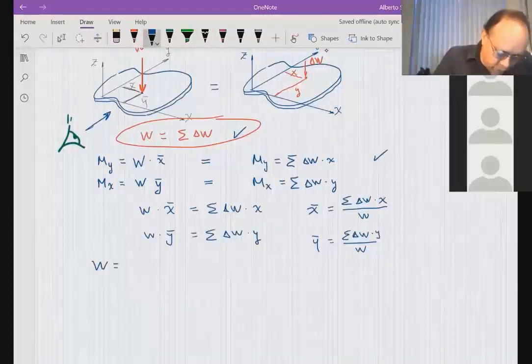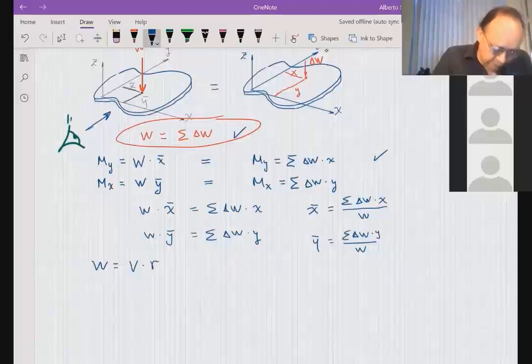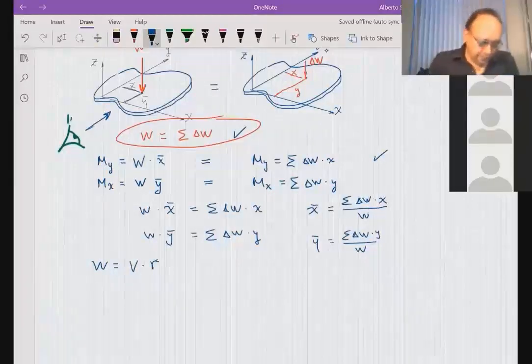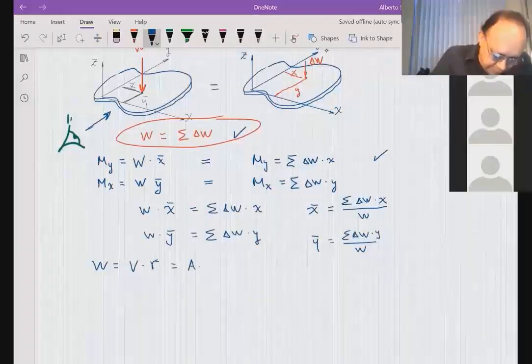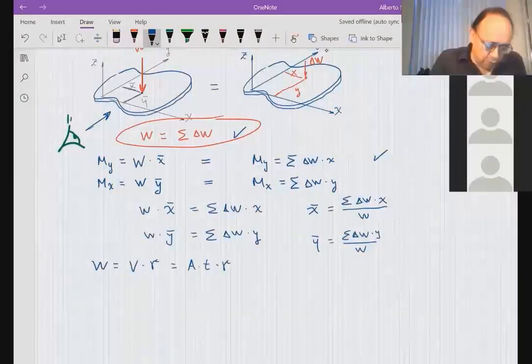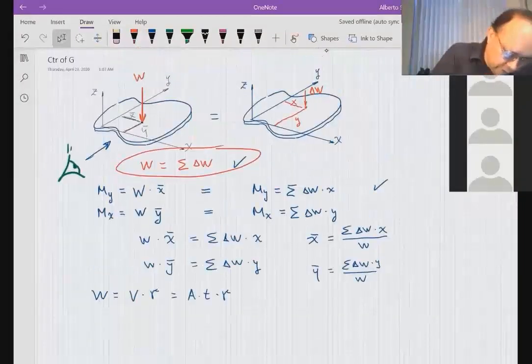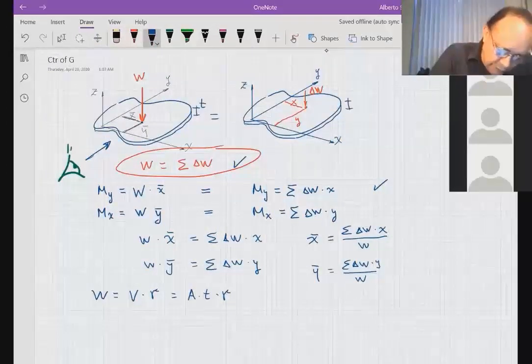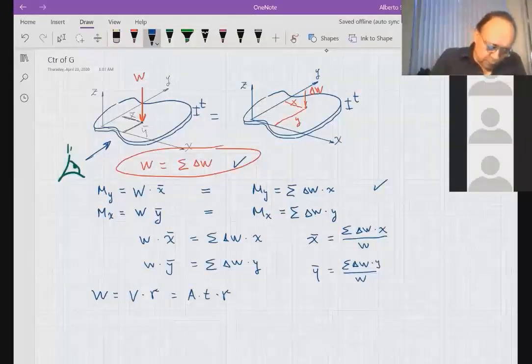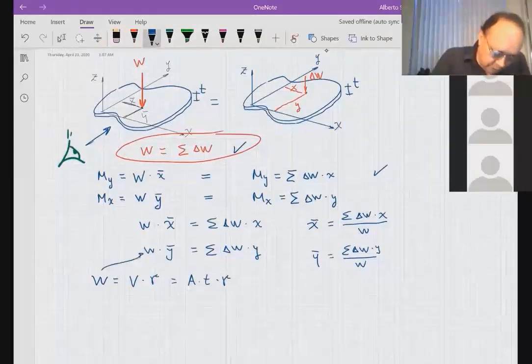is equal to the volume times the specific gravity, right? That's the weight. And the volume is the area times the thickness of the plate, times the specific gravity, will give you the weight, where the thickness of the plate will be this dimension here. Let's call it the thickness, T. So that will be the weight here.